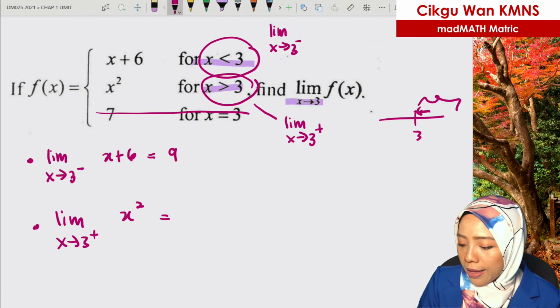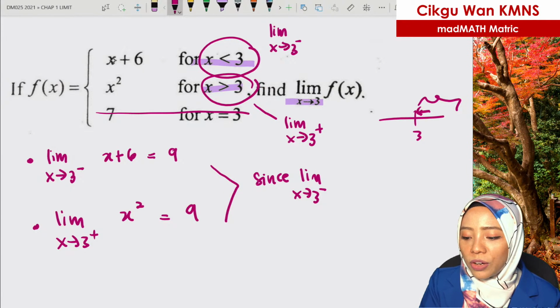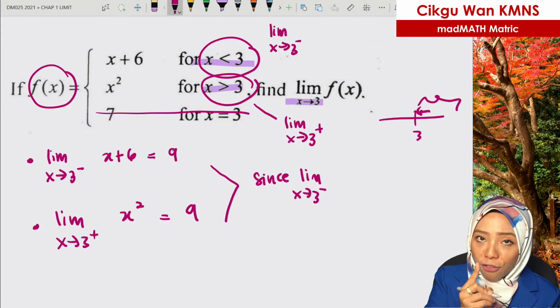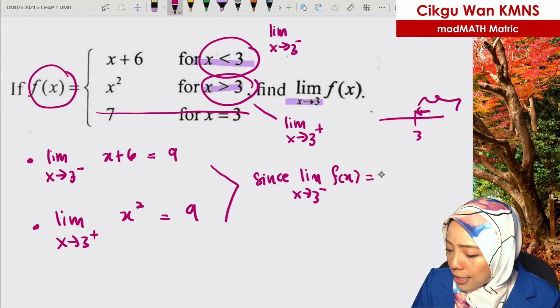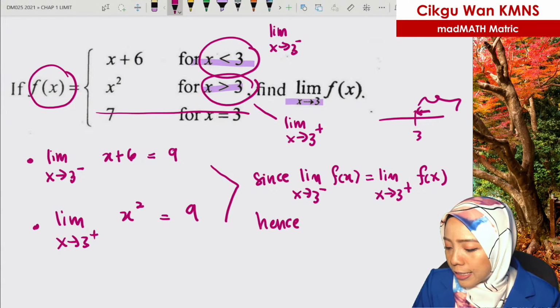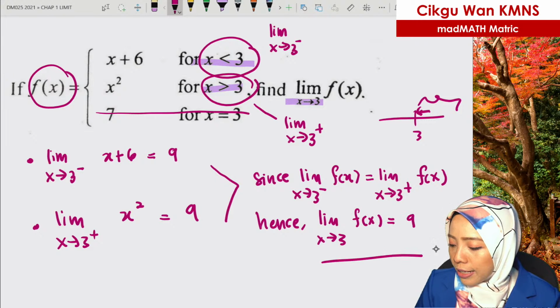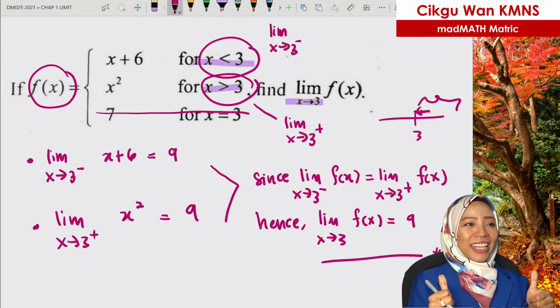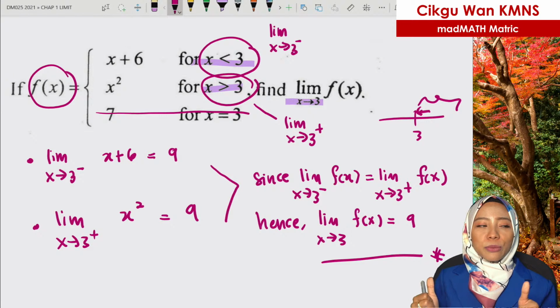So 3 squared is 9. Then you make the conclusion. Since limit x approaching 3 from the left of f(x), which represents all three functions, and limit x approaching 3 from the right are equal, therefore, hence, limit x approaching 3 of f(x) is equal to 9. Understand or not? Okay or not okay? Any question for me to answer?